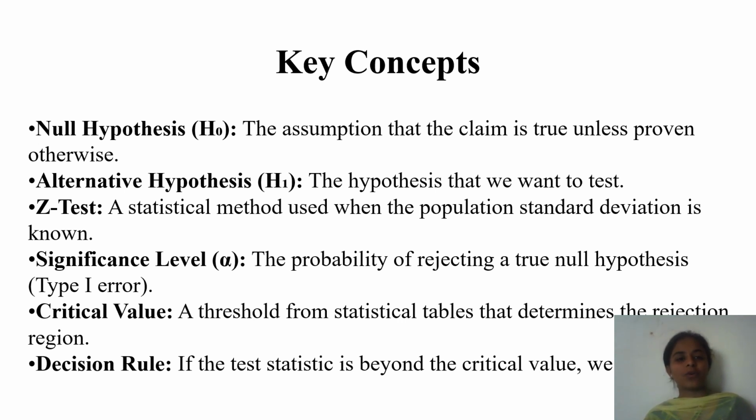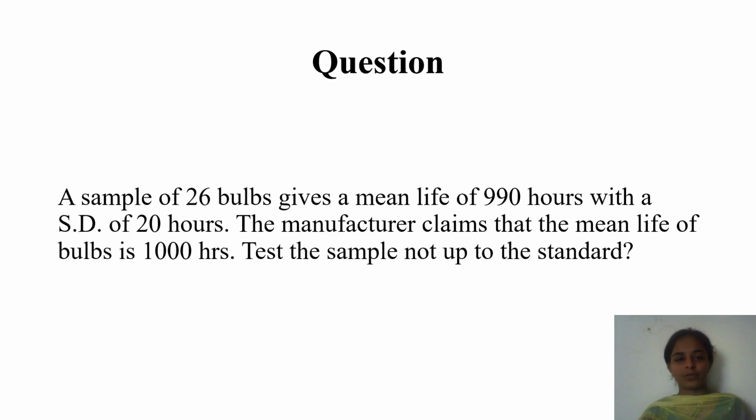So first we have to know H naught. H naught means null hypothesis, the assumption that the claim is true unless proven otherwise. And next H1. H1 means alternative hypothesis, the hypothesis that we want to test. Z test is the statistical method used when the population standard deviation is known. The significance level is represented by alpha, the probability of rejecting a true null hypothesis. Critical value is a threshold from statistical tables that determines the rejection region. And next, the decision rule: reject if the test statistic is beyond the critical value.